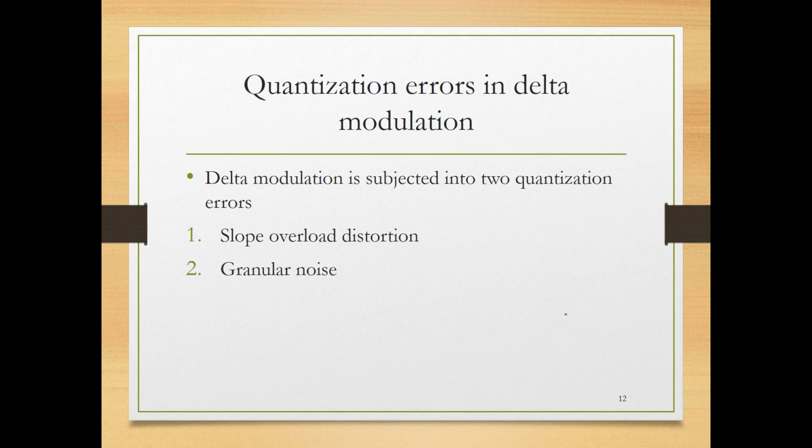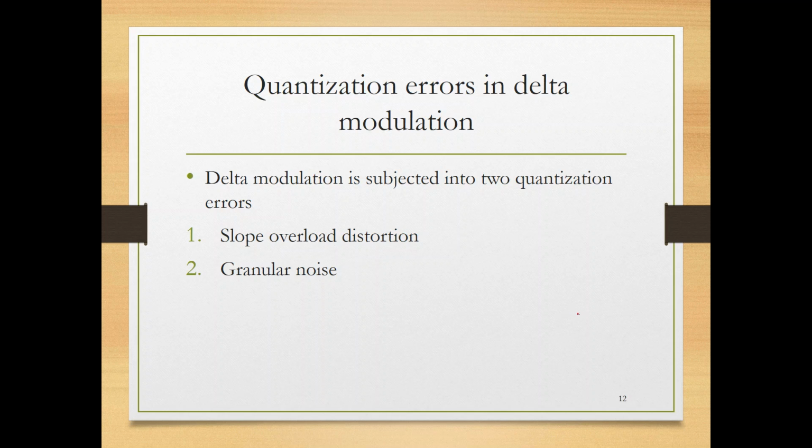And the reasons for that are two. First, delta modulation is subject to two quantization errors. The first one we call slope overload distortion, and the second one we call granular noise distortion. I need you to understand the reason behind these two problems and how we can solve them.